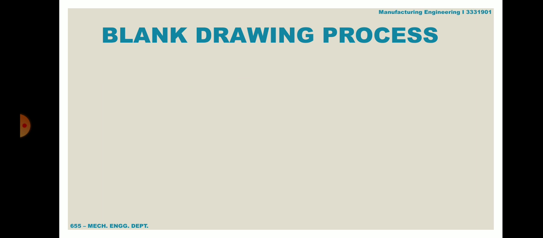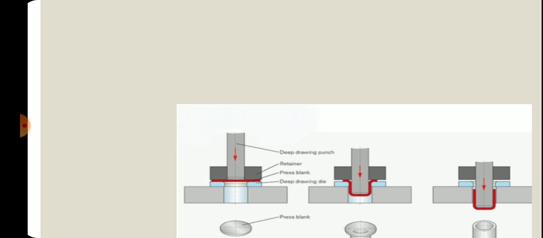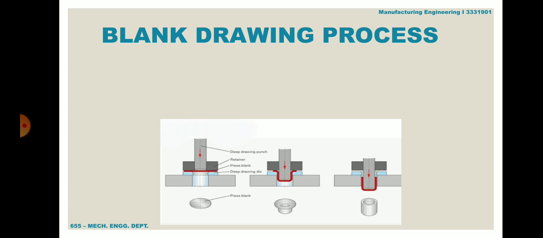Starting with the blank drawing process or operation. In the figure, an anvil or savage block is introduced at the bottom, on which a blank sheet is placed, on which a retainer or a guide is placed, and in between a punch is placed. Now pressure is applied to the blank sheet to form different types of utensils, like coins, a cup or a bowl or a glass or cylinders.